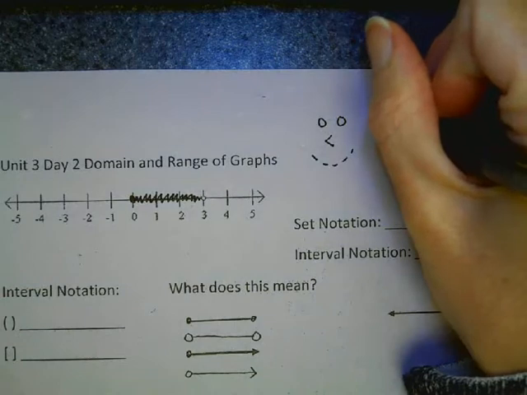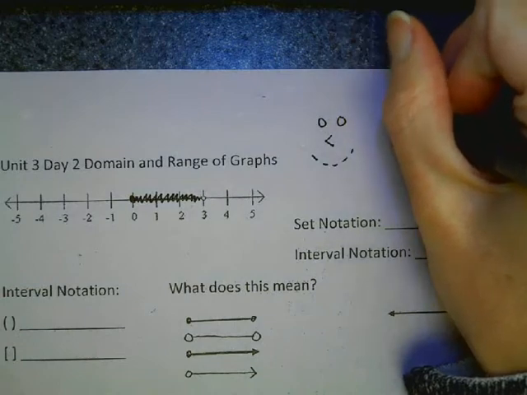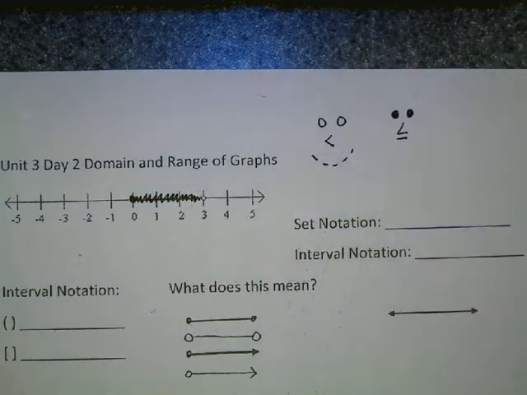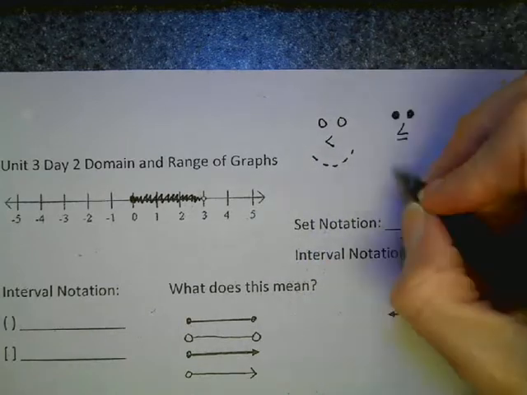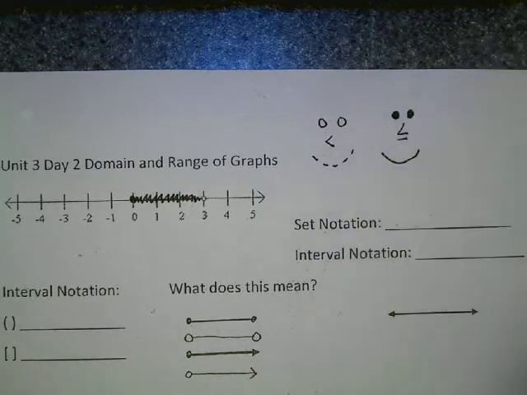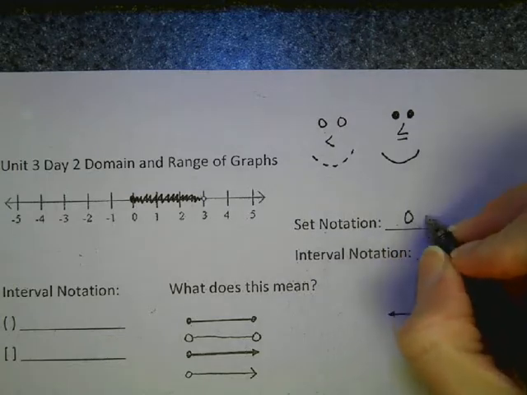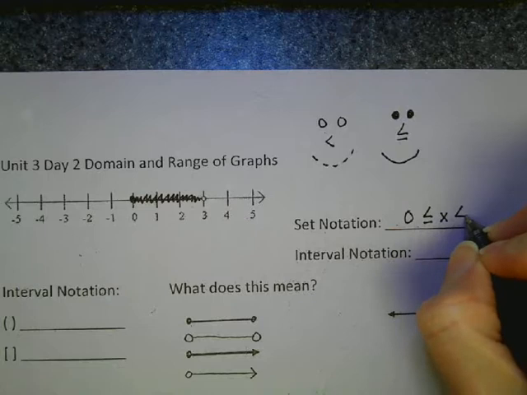If you had closed circles, it had a line under it, like less than or equal to: dashed line, less than; solid points, a solid line. So set notation is just a way to write it. It shows where the shading is. So I would say 0 is less than or equal to x, which is less than 3.